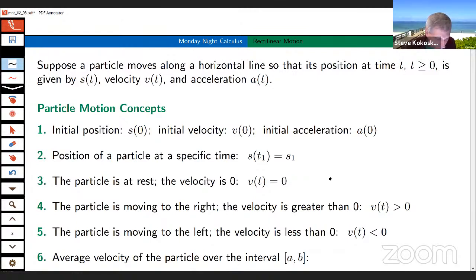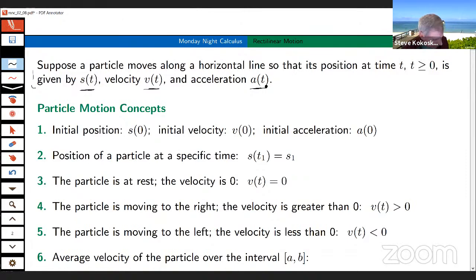Okay, thanks, Curtis. So let's start out by supposing we have a particle moving along a horizontal line, so that its position at time t, for t greater than or equal to 0, is given by s of t. This is standard notation. We usually use s of t to represent the position at time t, v of t to represent the velocity, and a of t to represent the acceleration of the particle.